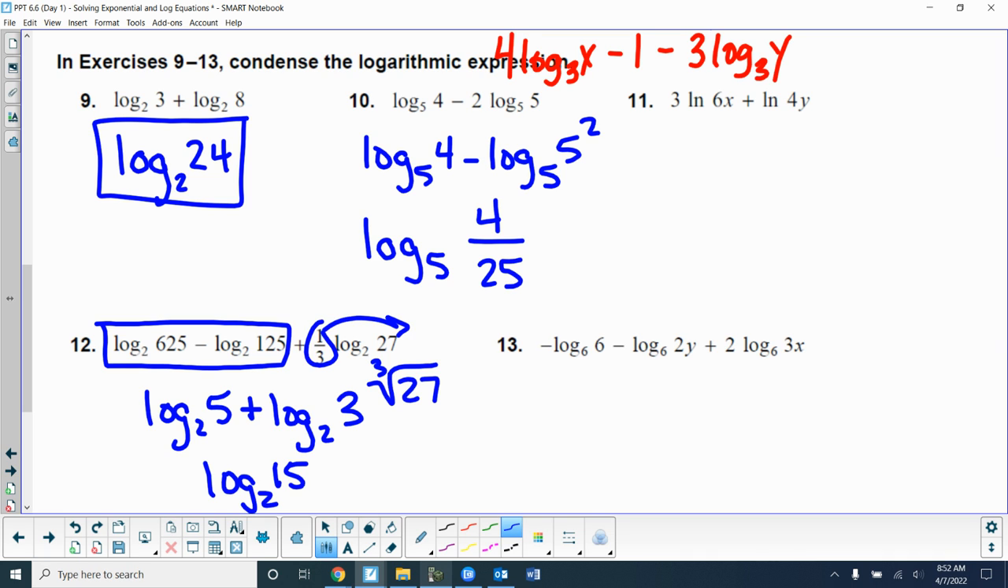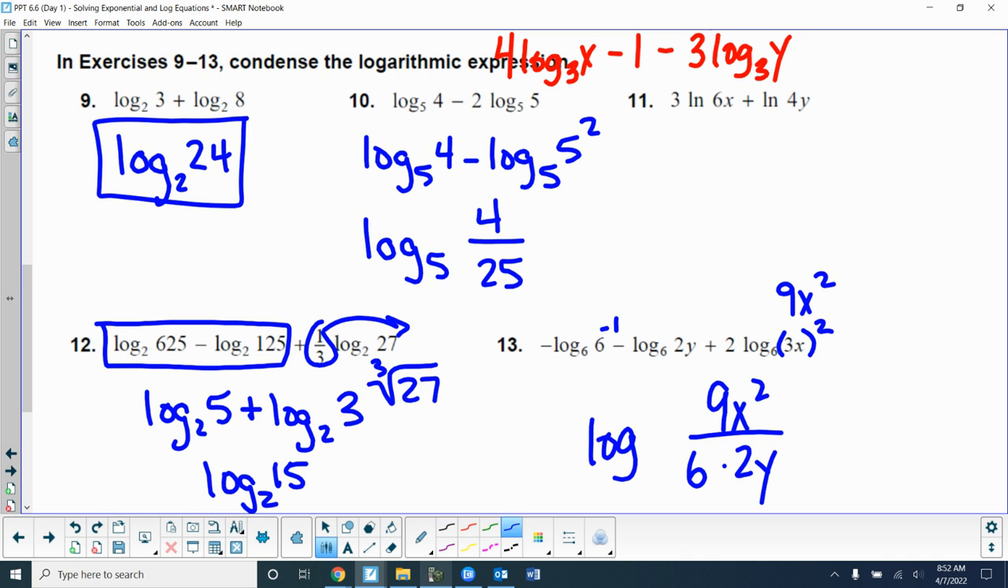Okay? So what number is in front of here? We just don't see it. So that goes up there, right? What number here goes up? And that's for both of them, right? So both of these make that 9x squared, right? So what is 6 to the negative 1? 1/6, right? So since this is a 1/6 and I'm subtracting this, that puts that in the bottom. So I got a 6 in the bottom and a 2y in the bottom. I got a 9x squared in the top, and it's a log base 6.